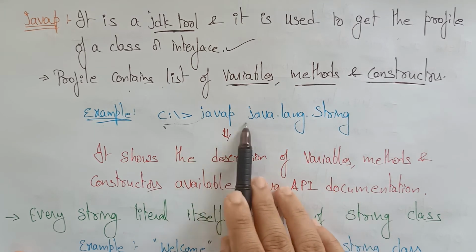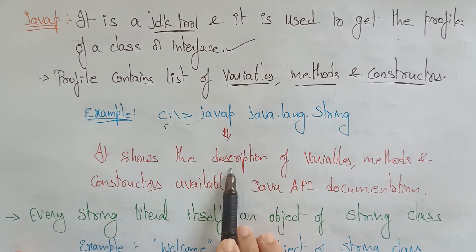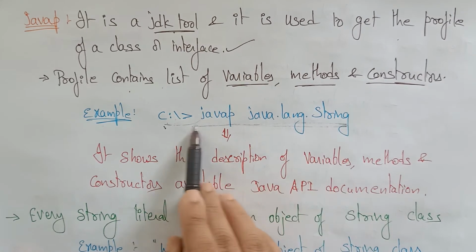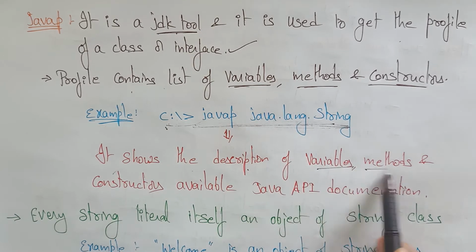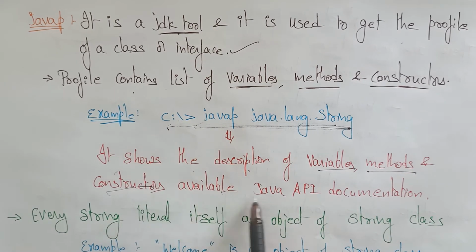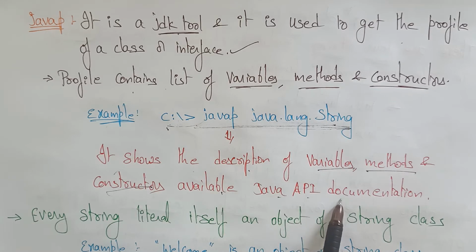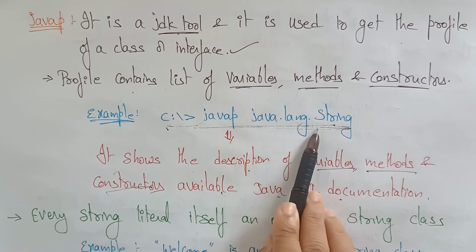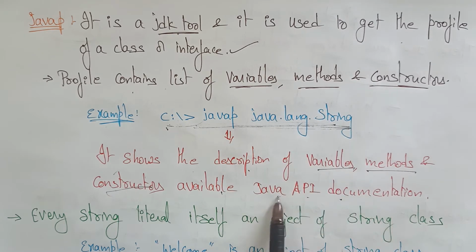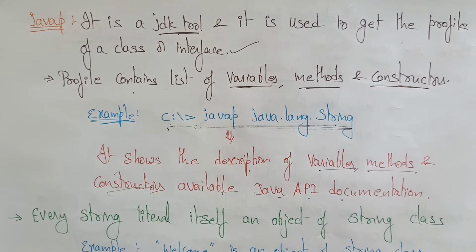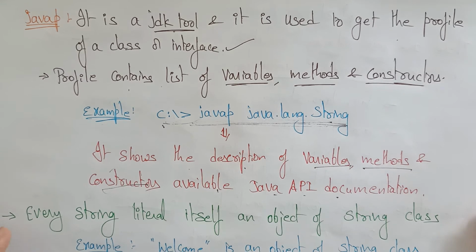java.lang.String. Whenever you have given this, it shows the description. Whenever you type this command on the command prompt, it shows the description of the variables, methods and constructors available in the Java API documentation. So the string related variables, methods and constructors which are available in the Java API documentation can be shown on the command prompt. Based on your requirement, you can select any method, variable or constructor relating to the String class. It's very easy.